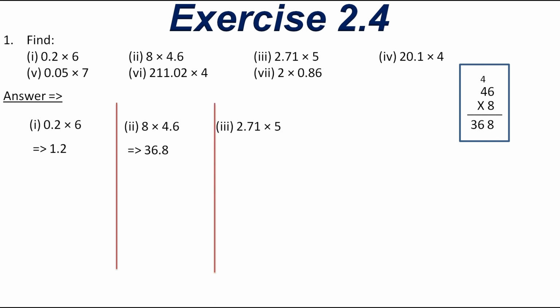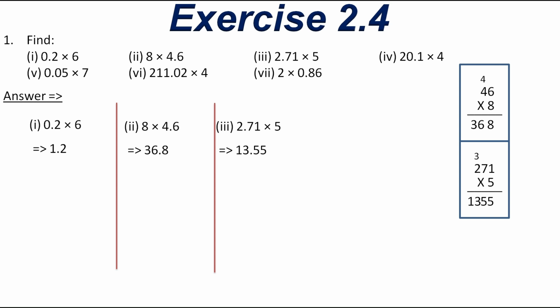Now the third one we have is 2.71 into 5. We forget the decimal point, so we multiply 271 with 5. Okay, so 5 ones are 5 and 5 sevens are 35. So 3 goes on carry. Next, 5 twos are 10 plus 3 is 13. So I got the answer as 1355. But now the decimal point is present before two digits from the right, so we put the decimal point before two digits from the right. So the number becomes 13.55.